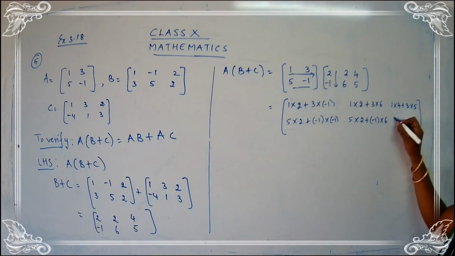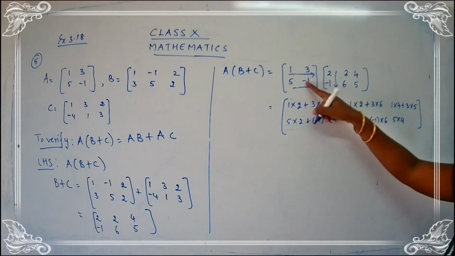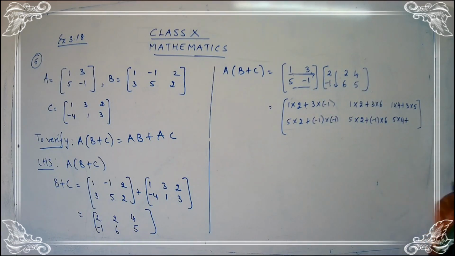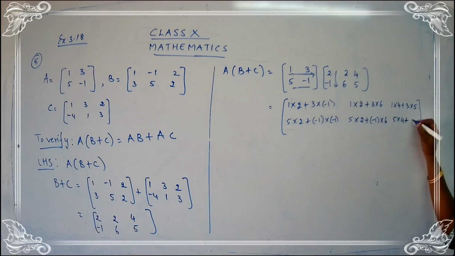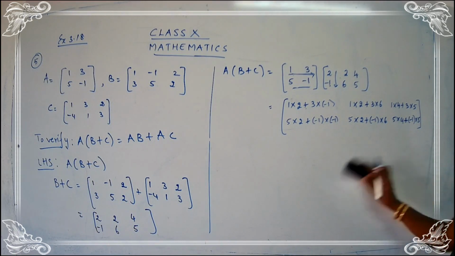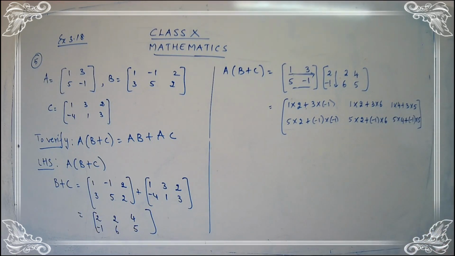5 into 4, plus, I have told you to use the main sign as plus always. So 5 into 4 plus minus 1 into 5. Try to write the negative number inside the bracket because we are using two signs together. We never write two signs together. So try to write the negative sign in the bracket. Okay, children? So we have just filled the matrix table. Now let us solve it.